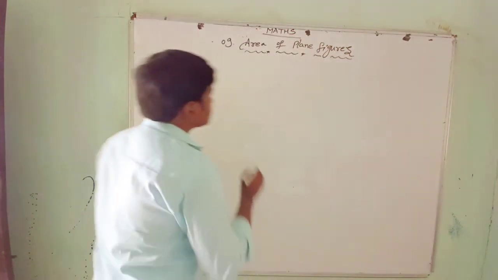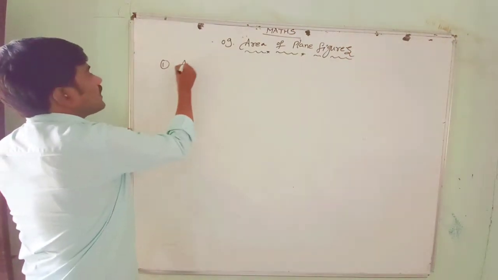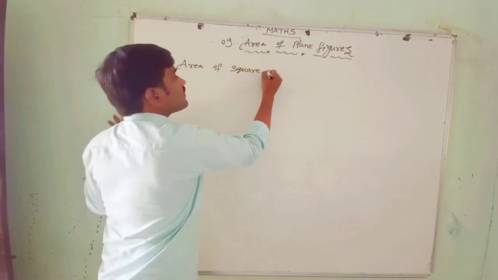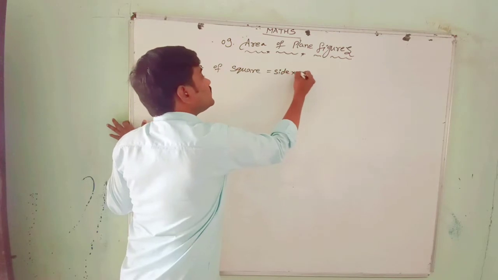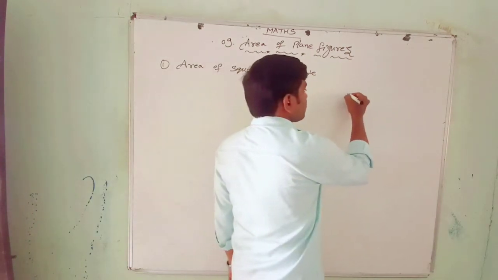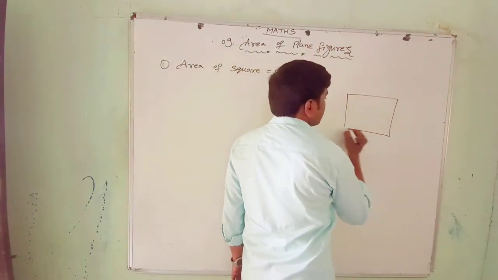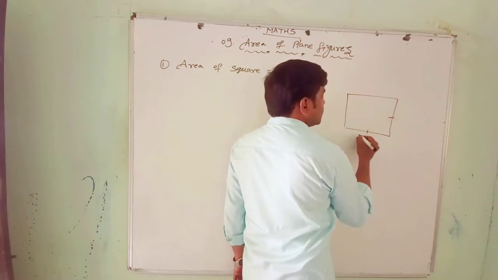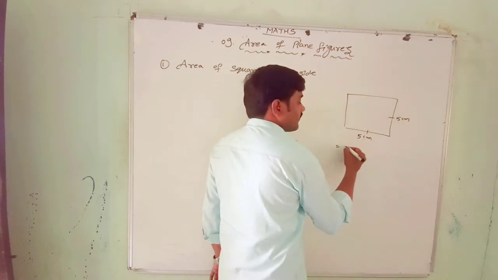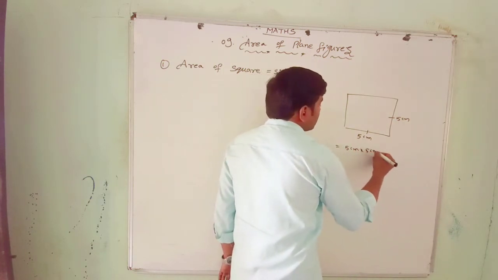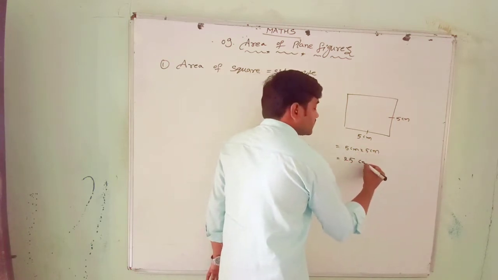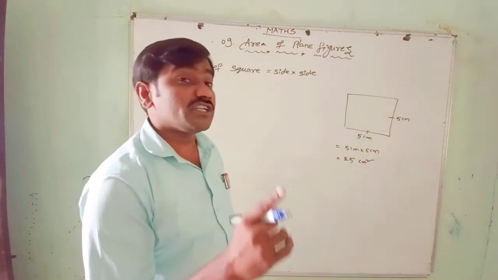First one, the area of square. Area of square equals side into side. That means, see, here it is a square. In a square all the sides will be equal in length. Suppose this is 5 centimeters and this is 5 centimeters. What is the area of the square then? 5 centimeters into 5 centimeters equals 5 into 5, that is 25. Centimeter into centimeter, that is centimeter square.